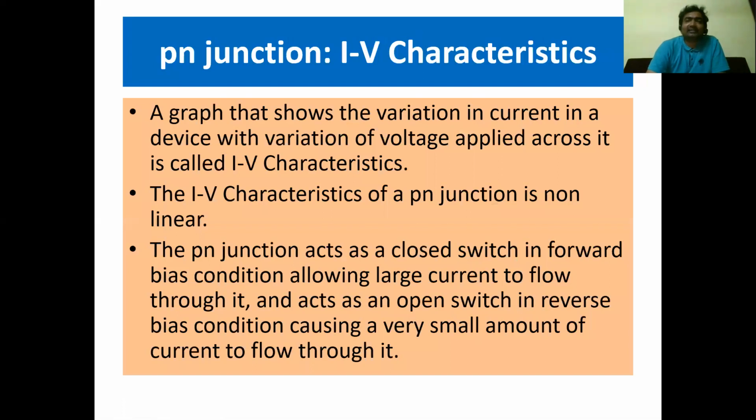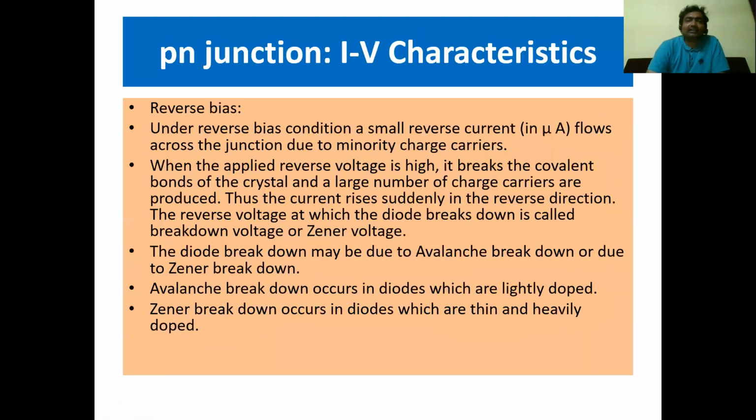This is called as reverse saturation current. When the applied reverse voltage is too high, it breaks the covalent bonds of the crystal and a large number of charge carriers are produced. Thus, the current rises suddenly in the reverse direction. The reverse voltage at which the diode breaks down is called as breakdown voltage or Zener voltage.